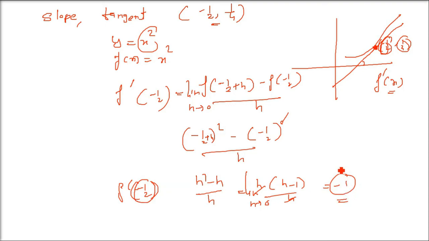So this is minus 1. What is this minus 1? Minus 1 is tan theta. Tan theta is minus 1 at 135 degrees from the positive x-axis. So this is the physical and geometrical interpretation.